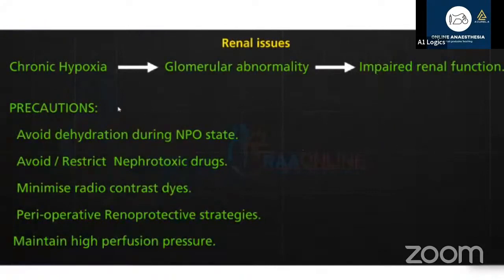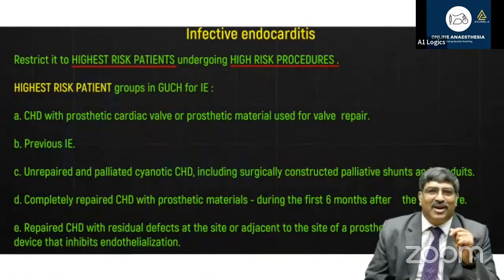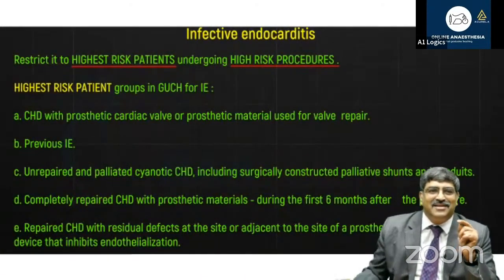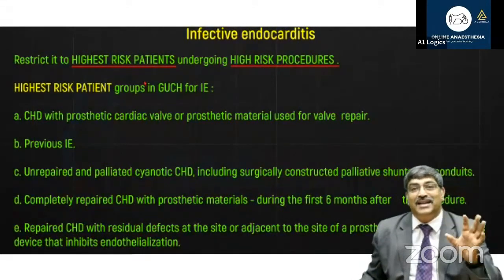So, what are you going to do? You have to avoid dehydration. You have to avoid nephrotoxic drugs and minimize the injection of radiocontrast during imaging studies. You have to follow a renal protective strategy and maintain a high perfusion pressure. Coming to infective endocarditis prophylaxis, it is restricted to the highest risk patients and high risk procedures.